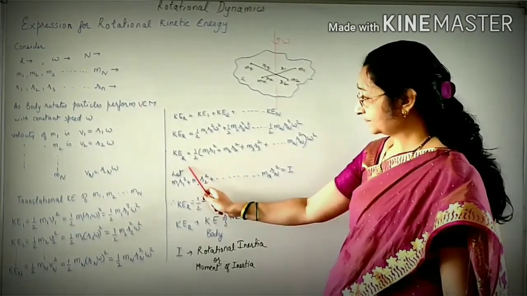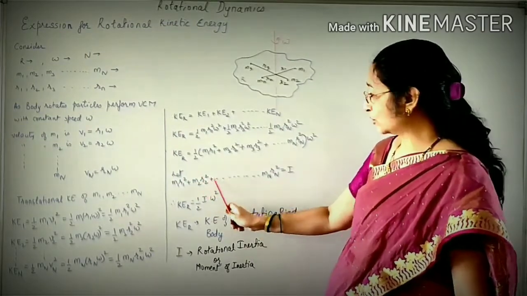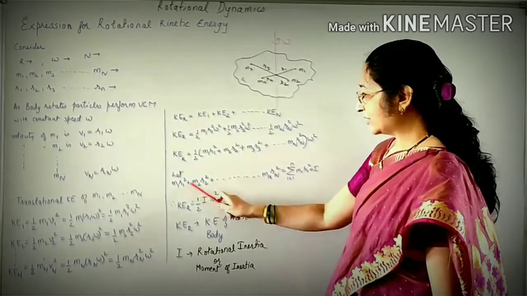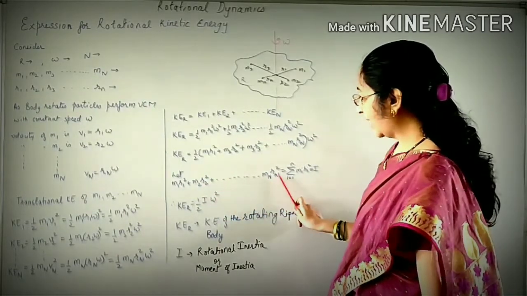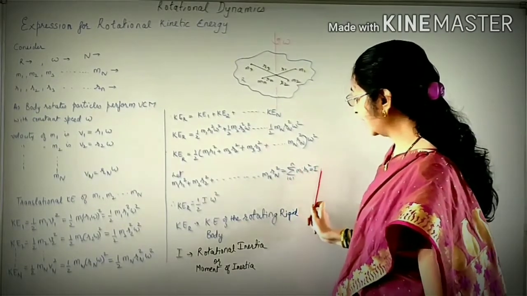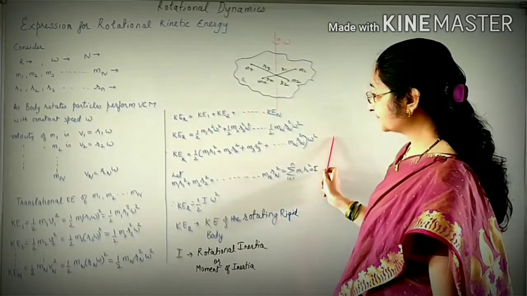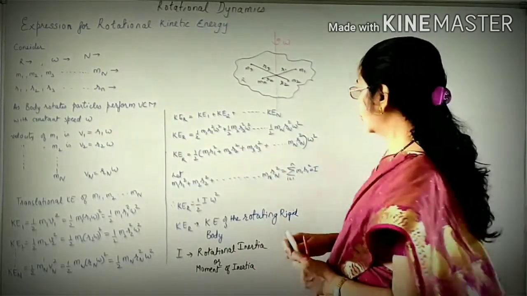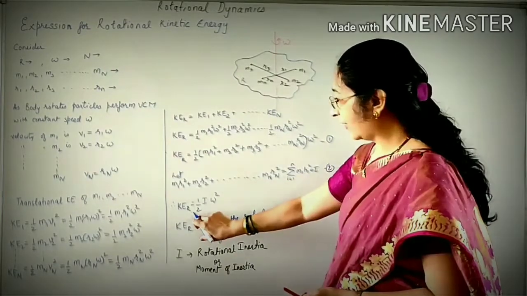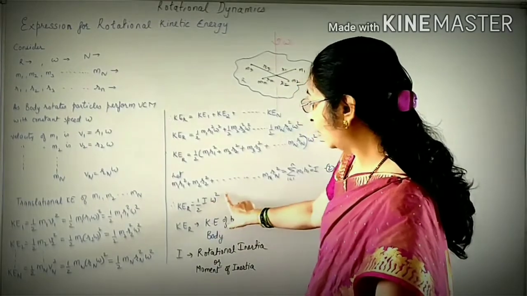Now let m1 r1 square plus m2 r2 square up to mn rn square be equal to the summation, i equal to 1 to n, of mi ri square. This is equal to I. So how can I write this expression? From 1 and 2 we can write that the kinetic energy is half of I omega square.